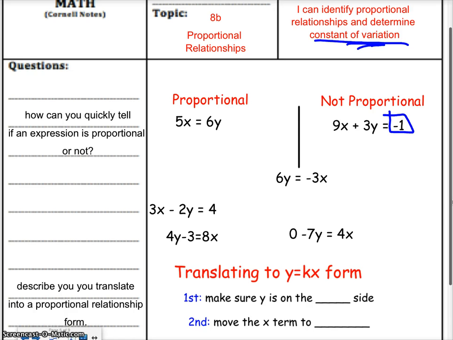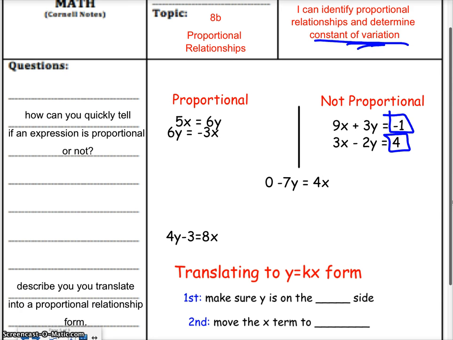6y equals -3x, yes or no? Yes. There's only x and y, so that would be proportional. Its definition is terms, okay? 3x minus 2y is 4. No. What makes it no? The 4.